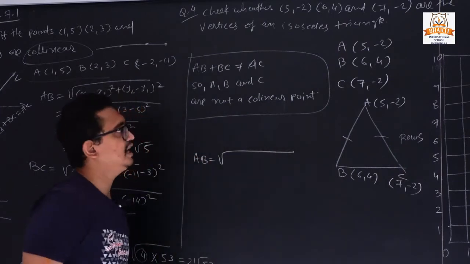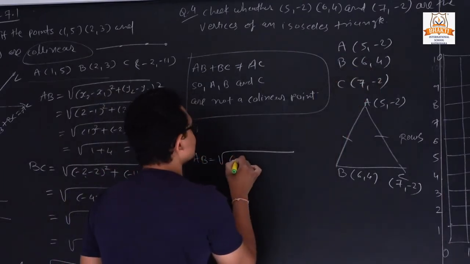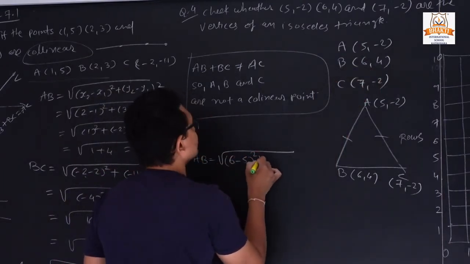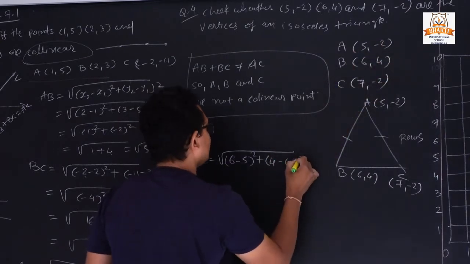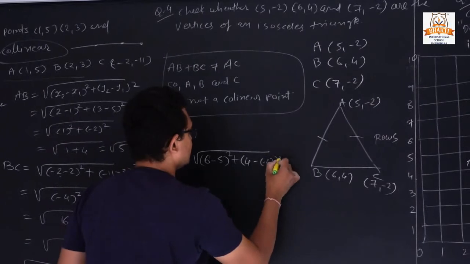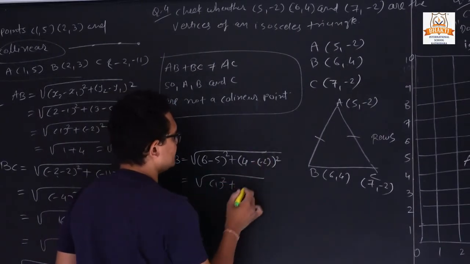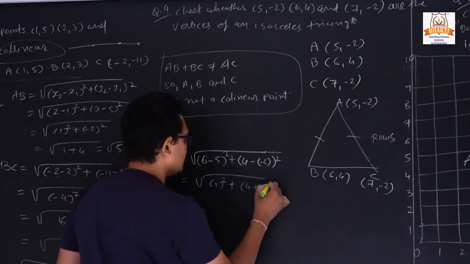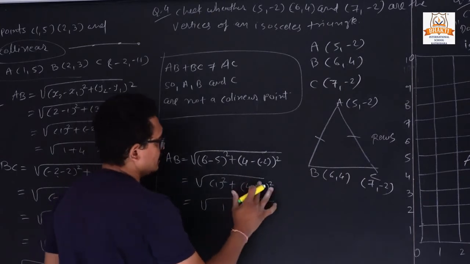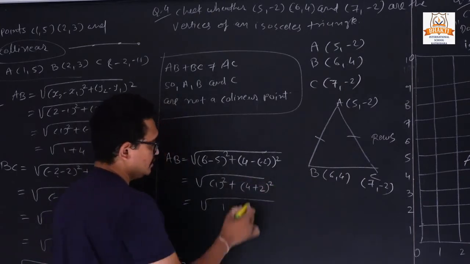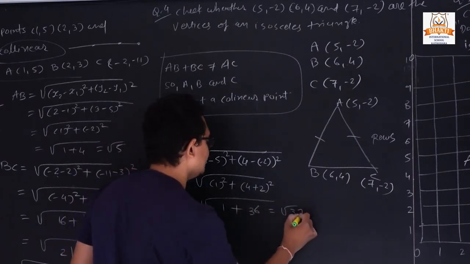So what is its formula? Under root, (x2 minus x1) all square plus (y2 minus y1) all square. So (6 minus 5) all square, 1 square, minus minus plus. 1 square is 1. 4 plus 2 is 6, 6 all square is 36. So answer it is root 37.